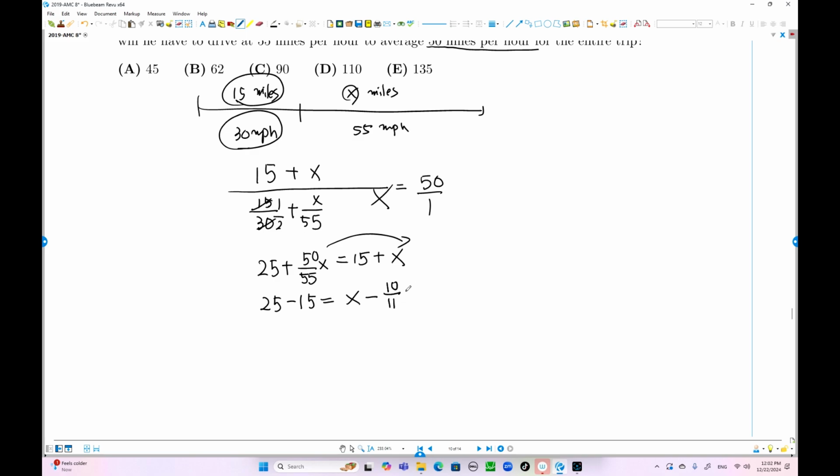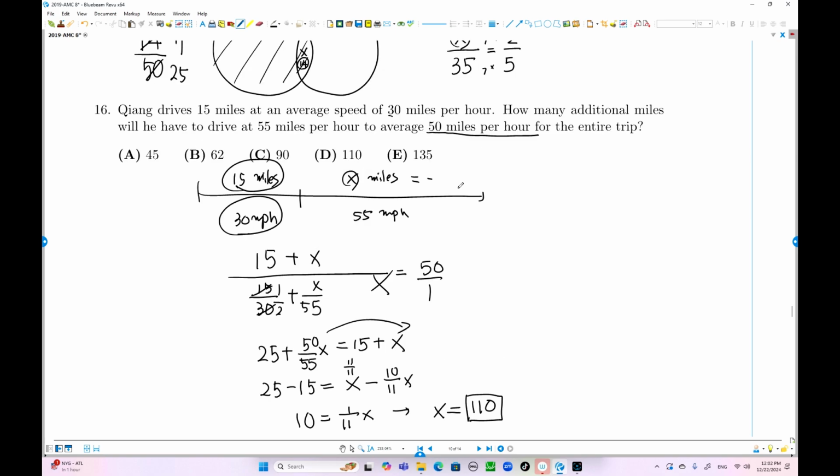10 over 11 x, isn't it? So that equals 10 equals 1 minus, okay, that is actually 11 over 11 minus 10 over 11, so 11 minus 10 is 1, right? So 1 over 11 x. So what is the value of x? Times 11 on both sides. 110 is the answer. That is how many additional miles, okay? So 110 is the answer.